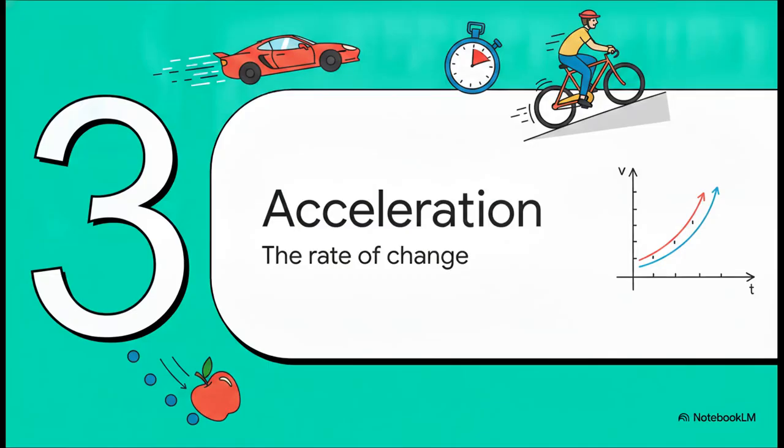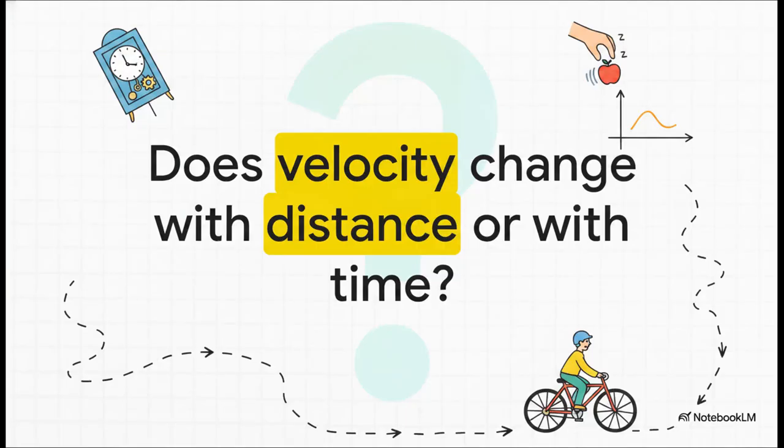All right, section 3, understanding acceleration. We've figured out how to measure speed and velocity, but in the real world, things rarely move at a perfectly constant speed. So how do we describe a change in velocity? Does it change with distance, or does it change with time?